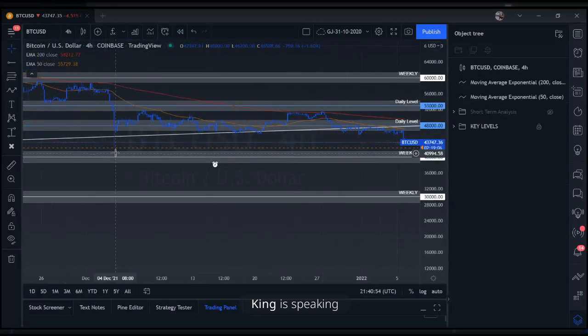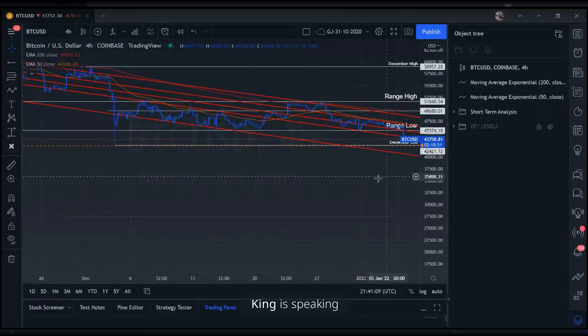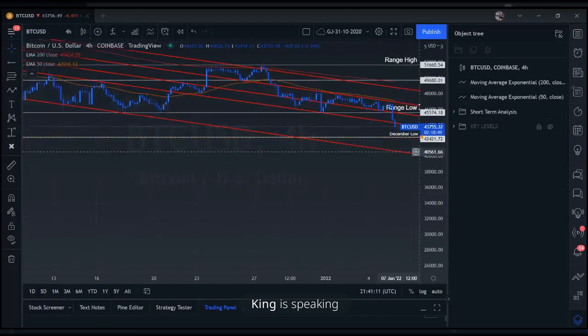I've just got an alert at this price here, this wick here. That's actually the December low. So I think I've got it here. If I get rid of the key levels and put these on, I've got hella lines. So I've just got some trend lines here.